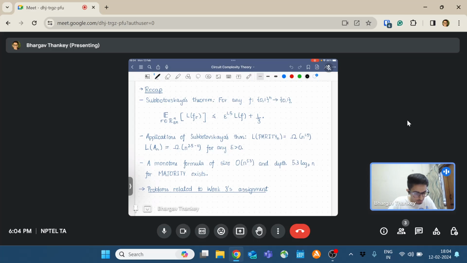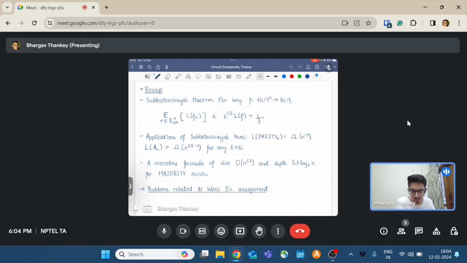Then we also saw some applications of this result. The first application was sort of a toy application. We proved that the formula size of parity is omega of n to the 1.5. We already saw a lower bound of n squared using Kharchenko's theorem, so this is strictly weaker. Moreover, the lower bound from Kharchenko's theorem is actually tight. So that bound is much better than this bound.